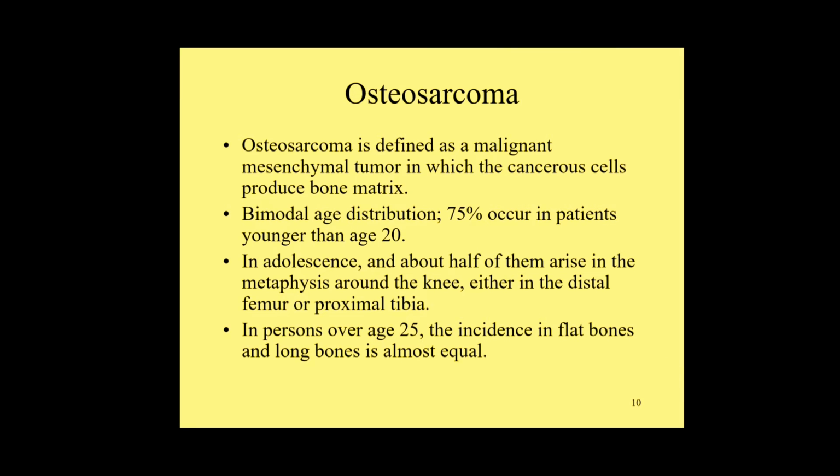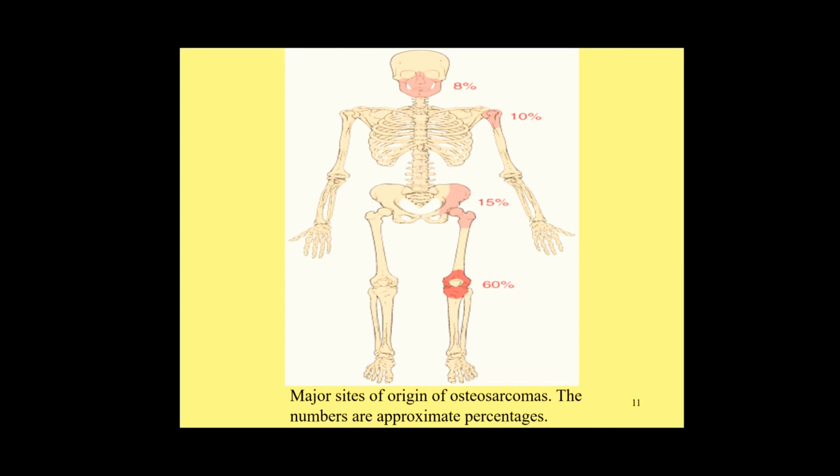In adolescents, about half of them arise in the metaphysis around the knee, either in the distal femur or proximal tibia. In persons over the age of 25, incidence in flat bones and long bones is almost equal. So these are the major sites of origin of osteosarcoma. 8% arise in the facial area, 10% in the humerus, 15% in the hip joint, and 60% in the knee joint.